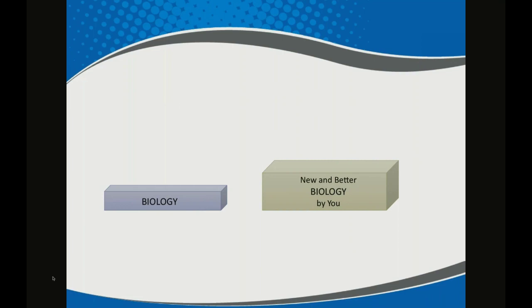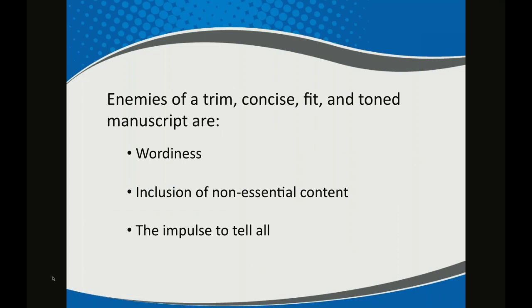The next 3 slides are going to describe the 3 enemies of a trim, concise, fit, and toned manuscript, and these enemies are wordiness, inclusion of non-essential content, the impulse to tell all.